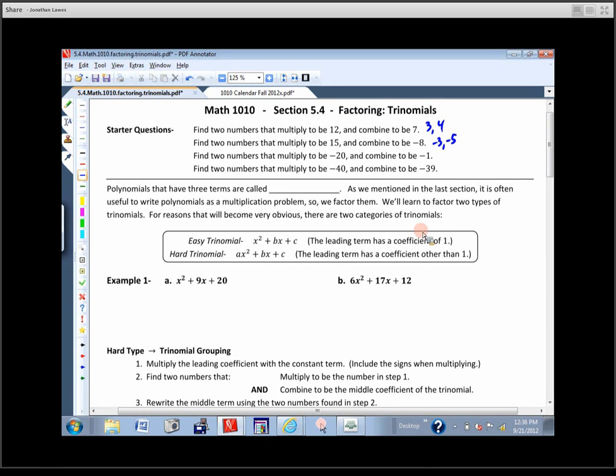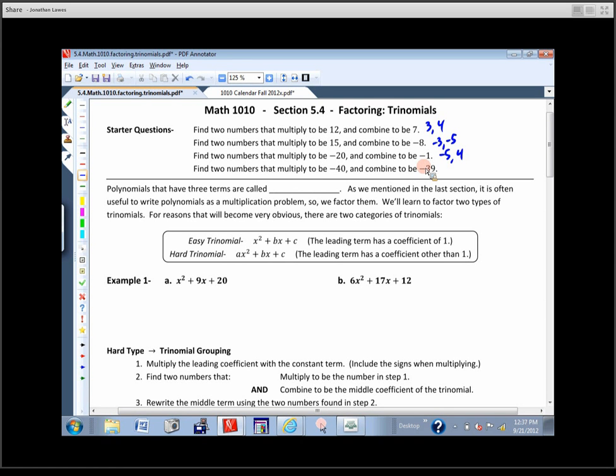They do get a little bit more complicated. Multiply to be negative 20 combined to be negative 1. Negative 5 and positive 4. Could you reverse that order? Yeah. You couldn't. You'd need to have a negative 5 and a positive 4. Now you could do 4 first and then negative 5, but the 5 has to be the negative because the one they add up to be is negative. So you need the bigger one to be negative.